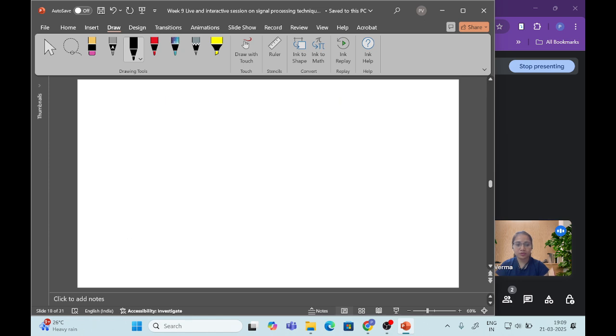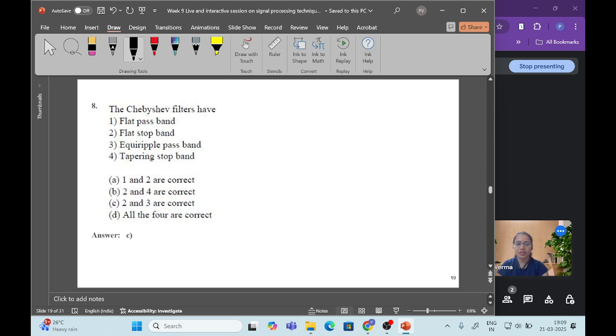So moving to the next question. Now the next question is: the Chebyshev filters have: one, flat passband; two, flat stopband; three, equiripple passband; and four, tapering stopband. So which option is the correct one? Option A is 1 and 2 are the correct statements, option B is 2 and 4 are the correct statements, option C is 2 and 3 are the correct statements, and option D is all of the 4 are correct.